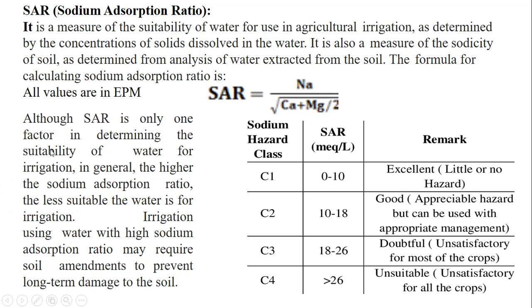Although sodium adsorption ratio is only one factor in determining the suitability of the water for irrigation, in general, the higher the sodium adsorption ratio, the less suitable the water is for irrigation. Irrigation using water with very high sodium adsorption ratio may require soil amendments to prevent long-term damage to the soil. So it disturbs the tilth of the soil, thereby affecting the yield.